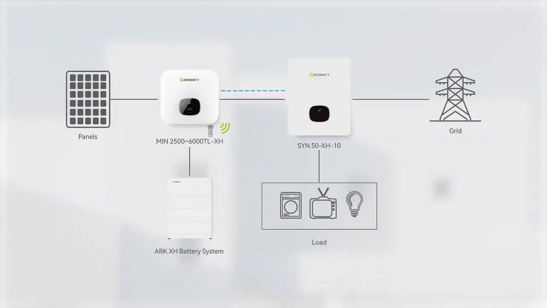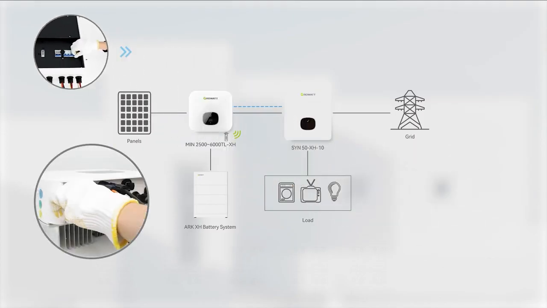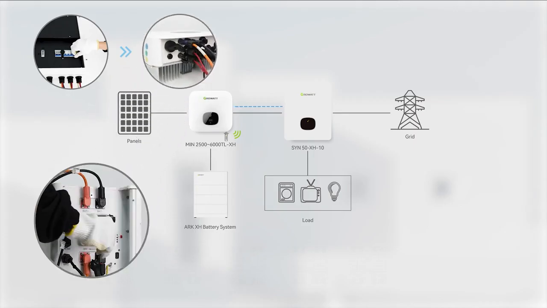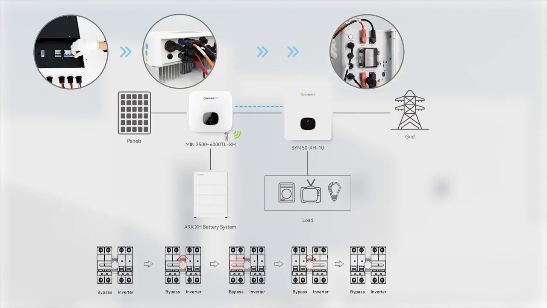Attention! When the SYN50XH10 fails, it can be manually switched to power bypass. Disconnect the inverter and backup load input breaker on the SYN50XH10. Turn off the DC switch of the inverter. Turn off the DC switch of the ARK battery. Wait for a while, and then all the indicators of the inverter, the ARK battery, and the SYN50XH10 go out. The system is powered off completely.